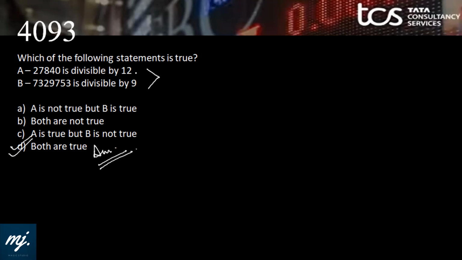You can use the divisibility rule also to check. It is divisible by 4 and the total is divisible by 3. Here the total: 9 gone, 7 2, 9 gone, 7 3, 10, 1 and 8, 9. It is divisible by 9. We can use any method.